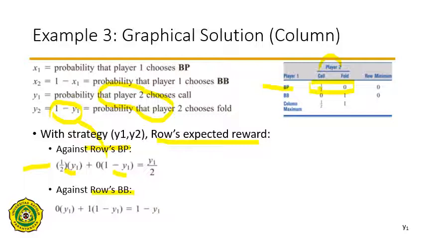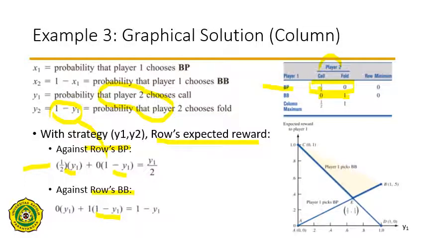If the row player plays BB, then his expected reward is 0 times y1 plus 1 times y2, and y2 equals 1 minus y1. Again, we draw these equations with the y-axis being the expected reward for player 1, and the x-axis the probability that player 2 chooses the first strategy. Here we have player 1 picks BB. This is the second line, and this is the first equation.